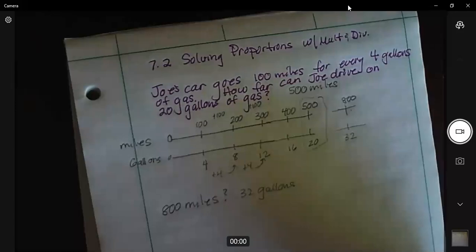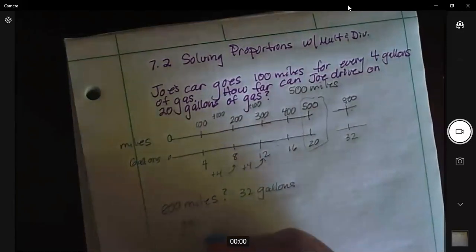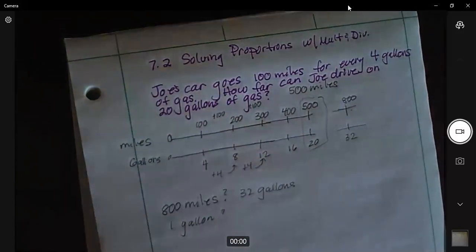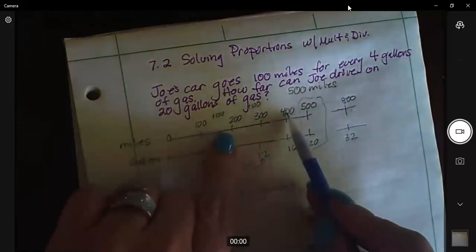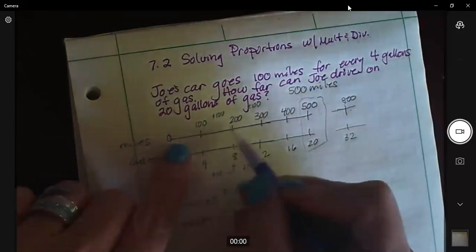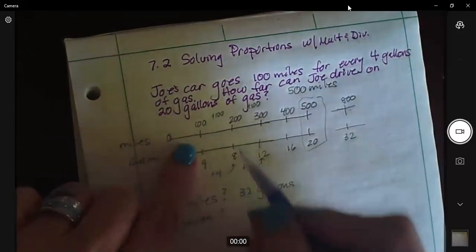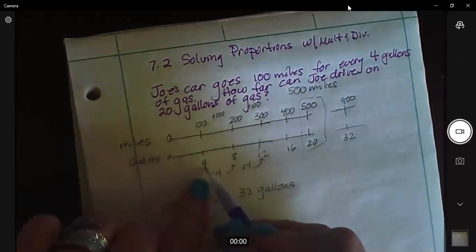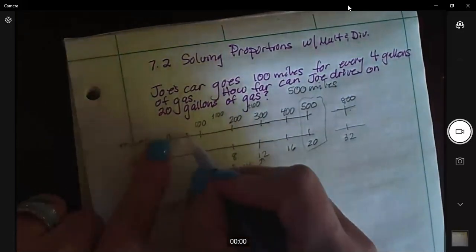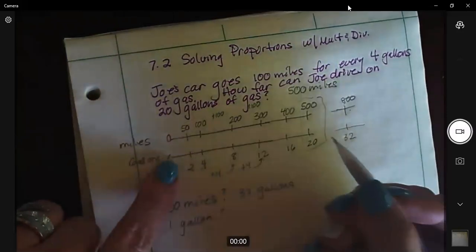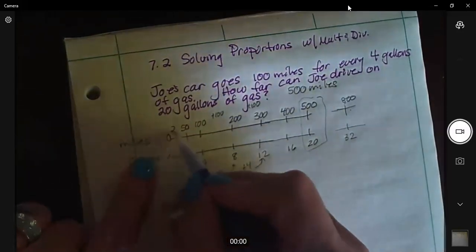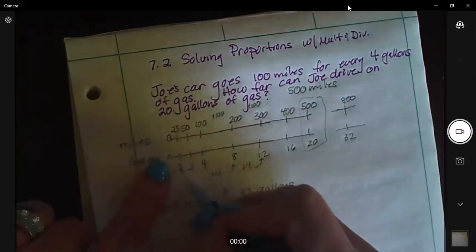Now, what about finding just 1 gallon? Think about how I could find 1 gallon with that double number line. Well, if I stick with what I did here in the halves, when we went from 200 to 400 to 800, if I go backwards and divide by 2, I get 100. So if I divide this by 2, we get 4. You look for the patterns in here. If I divide this by 2, I would have 50. Then I divide this by 2, and we'd be at 25. Divide this by 2, and we'd be at 1.